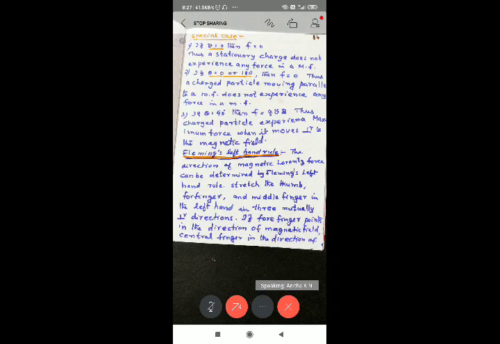Which are the three fingers? Forefinger, central finger and thumb. Please hold them in mutually perpendicular directions. Don't forget, forefinger represents field. FF, remember, forefinger field. Central finger, charge motion. Charge motion is actually current, no? So CC, remember CC, central finger current. Then thumb, the motion of the charge, that means force.